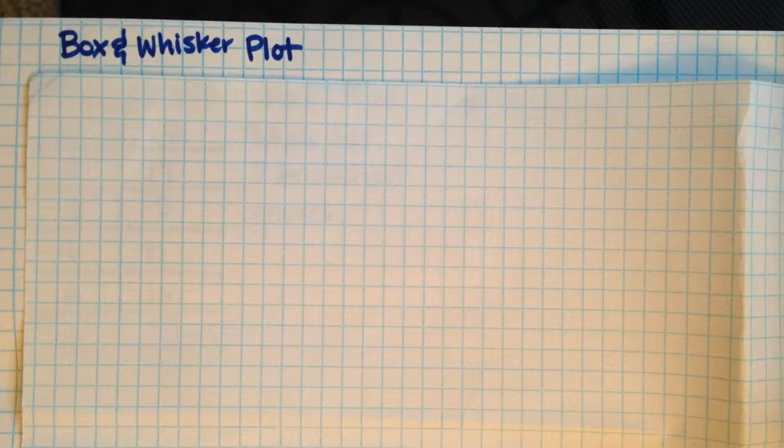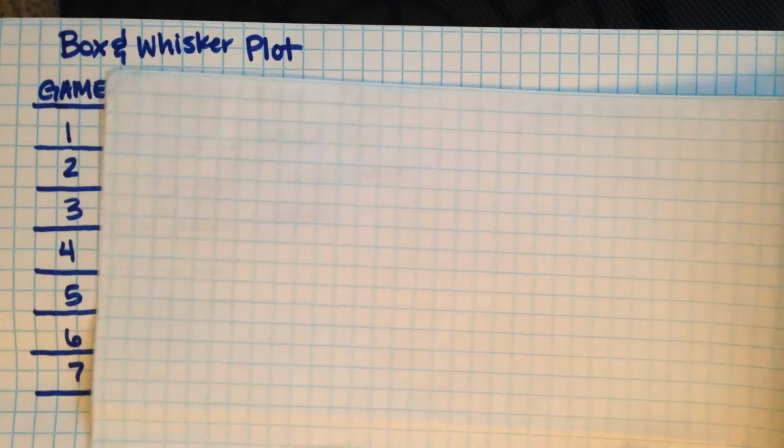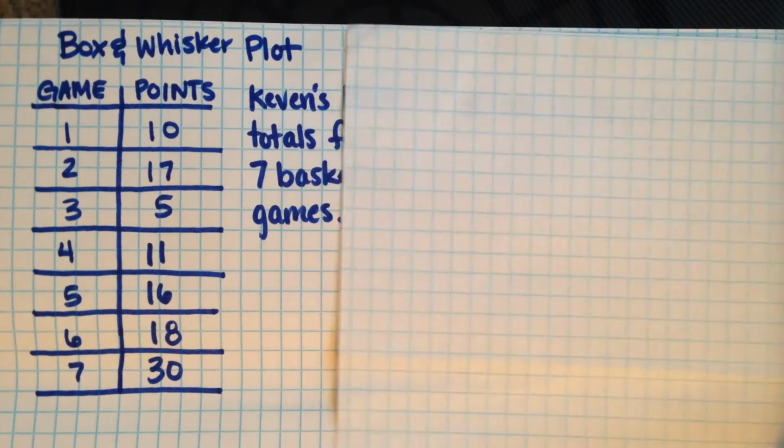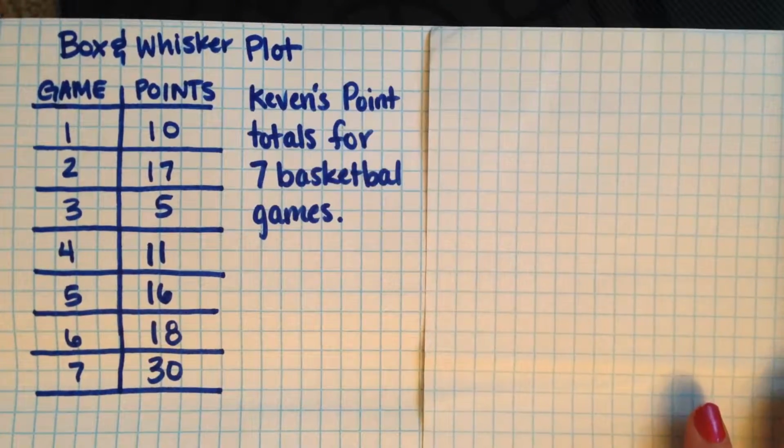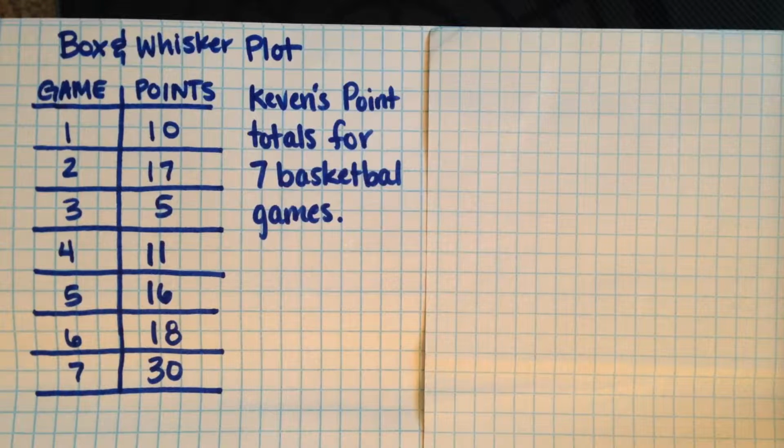We're going to look at the number of points Kevin from our second period class has scored in his last 7 games. In the table you will see the data listed. We're going to use this data to help us evaluate Kevin's performance over this 7-game span.